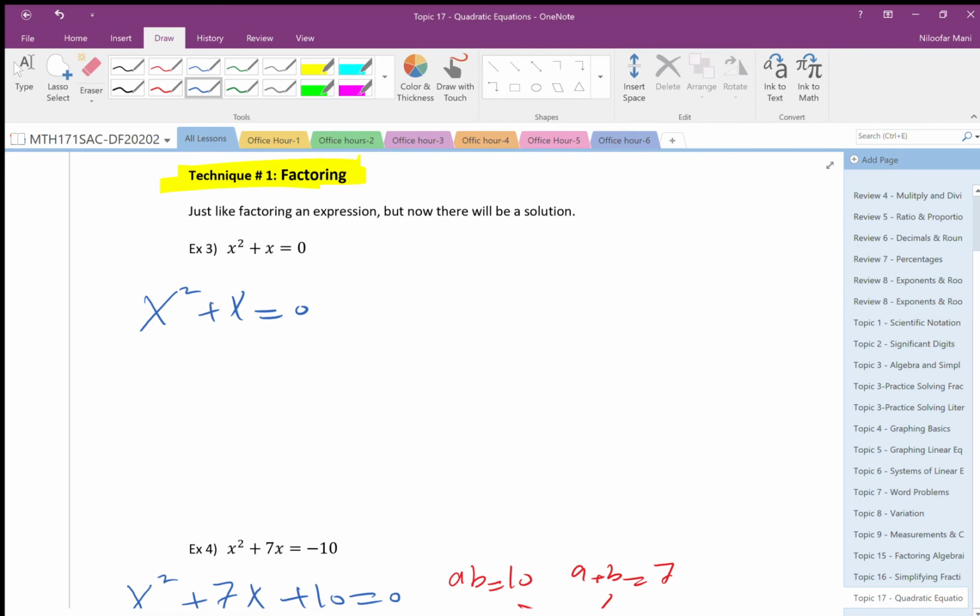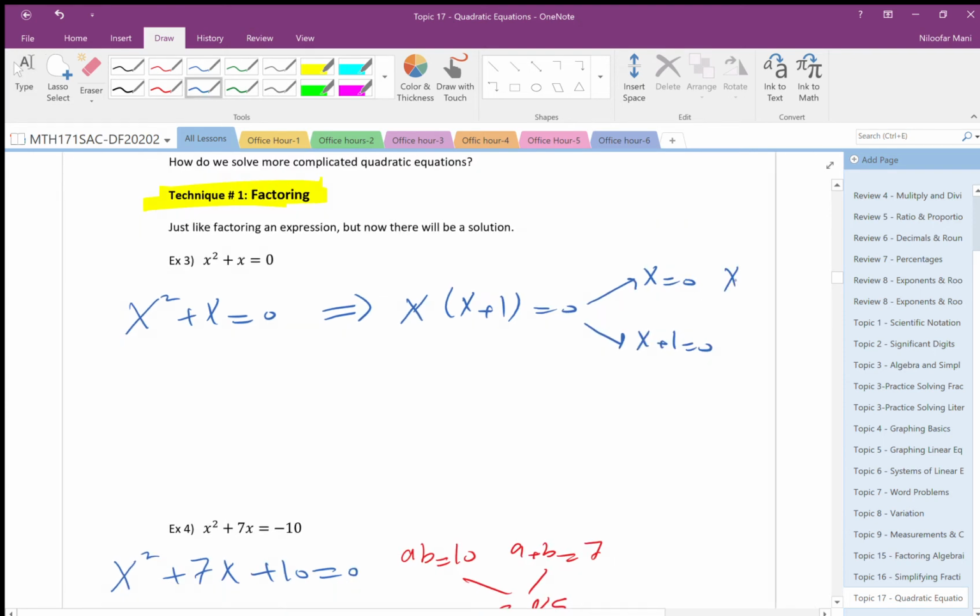Okay, so it's here. Then can I do factoring? Yes, common factoring. x multiplied by x plus 1 equals 0. So x equals 0 or x plus 1 equals 0. So it is x equals 0 or x equals minus 1. Yes, I have two roots. Easy. I could do it by factoring.